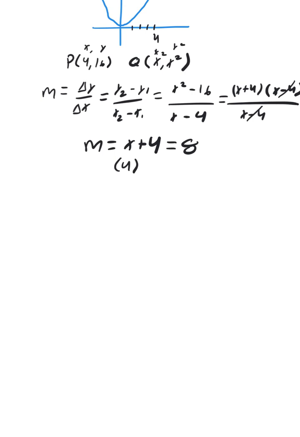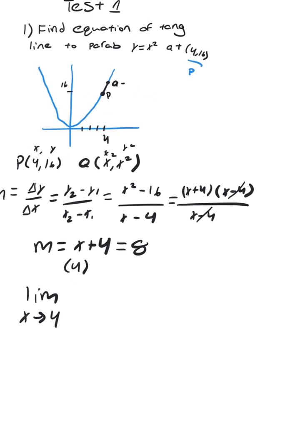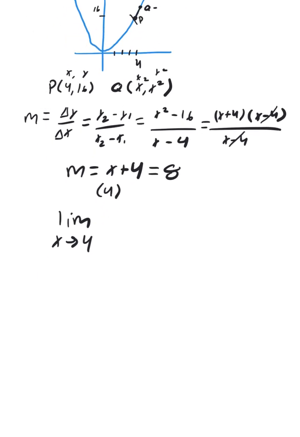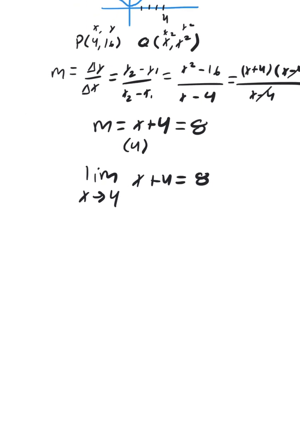So now we can go ahead and plug it in. This signifies that when the limit is 4, because as we see here, the x is 4, the slope of the tangent line is going to equal 8. Now we use our numbers to plug into this equation to find the equation of the tangent line.